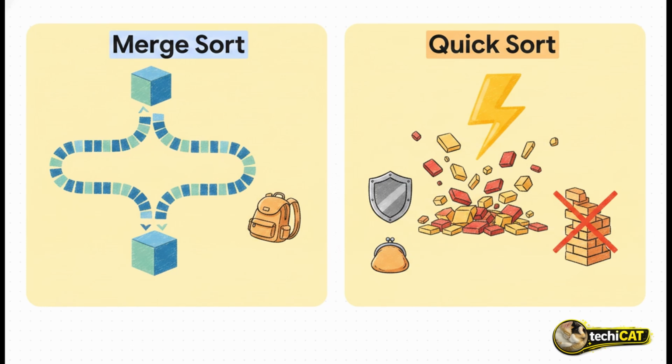Quick sort, on the other hand, gives you big O of n log n average time, but, and this is a big but, it carries a worst case of big O of n squared. However, it absolutely wins on memory, taking up way less space at big O of log n. The major trade-off here? Quick sort is not stable.